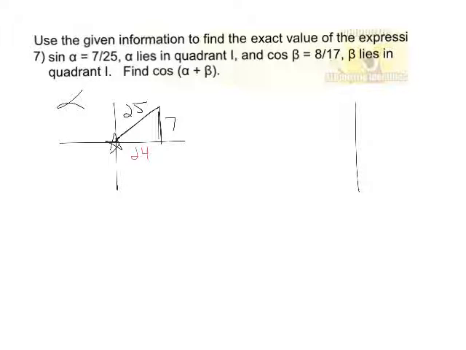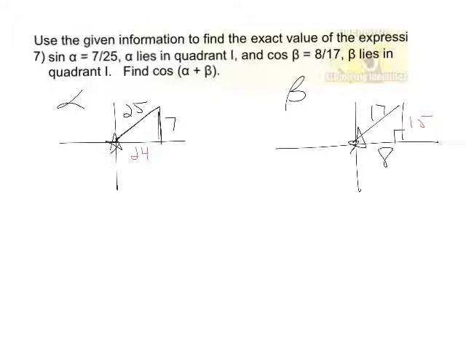And then you're actually going to draw a second picture for beta. You can put beta on the same picture, but honestly, it's easier to draw a separate one. Beta lies in quadrant 1 as well, so it's over here. Everything's positive in quadrant 1. There's our angle. Cosine is adjacent over hypotenuse, so 8 over 17. And again, Pythagorean theorem to get this 15. I'm not doing that for you.